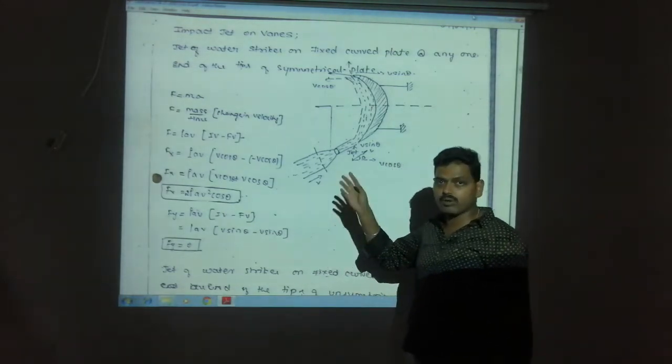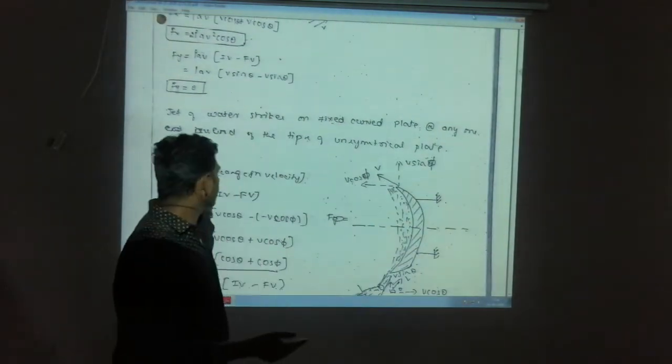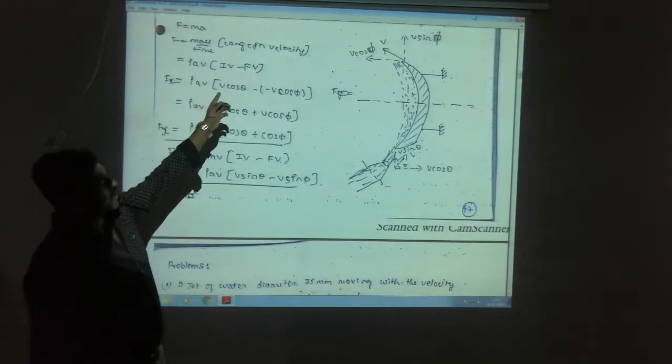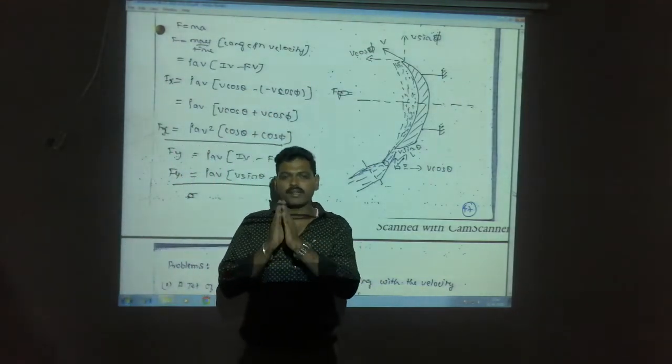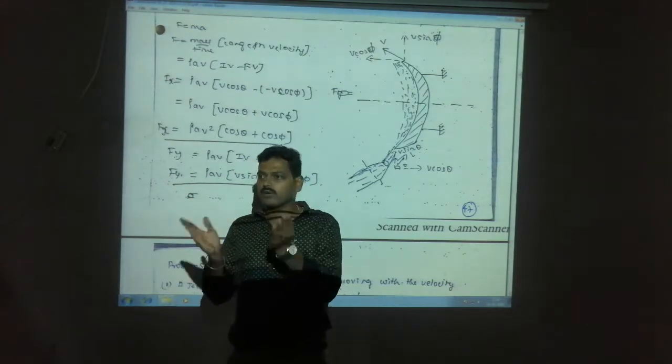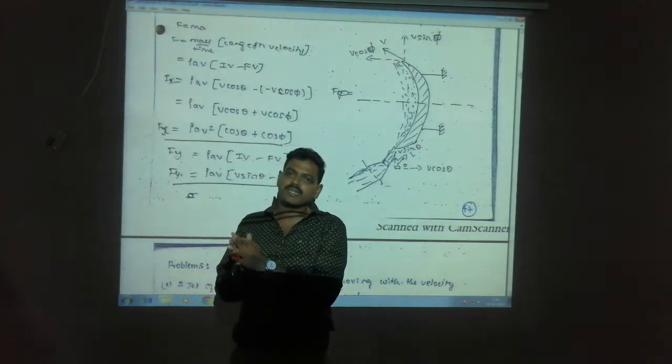So next, when it is unsymmetrical. Now when it is striking an unsymmetrical plate, I already said symmetrical means if you cut a plate into two parts and look at both halves, they will be the same, but if it is unsymmetrical both will be different.